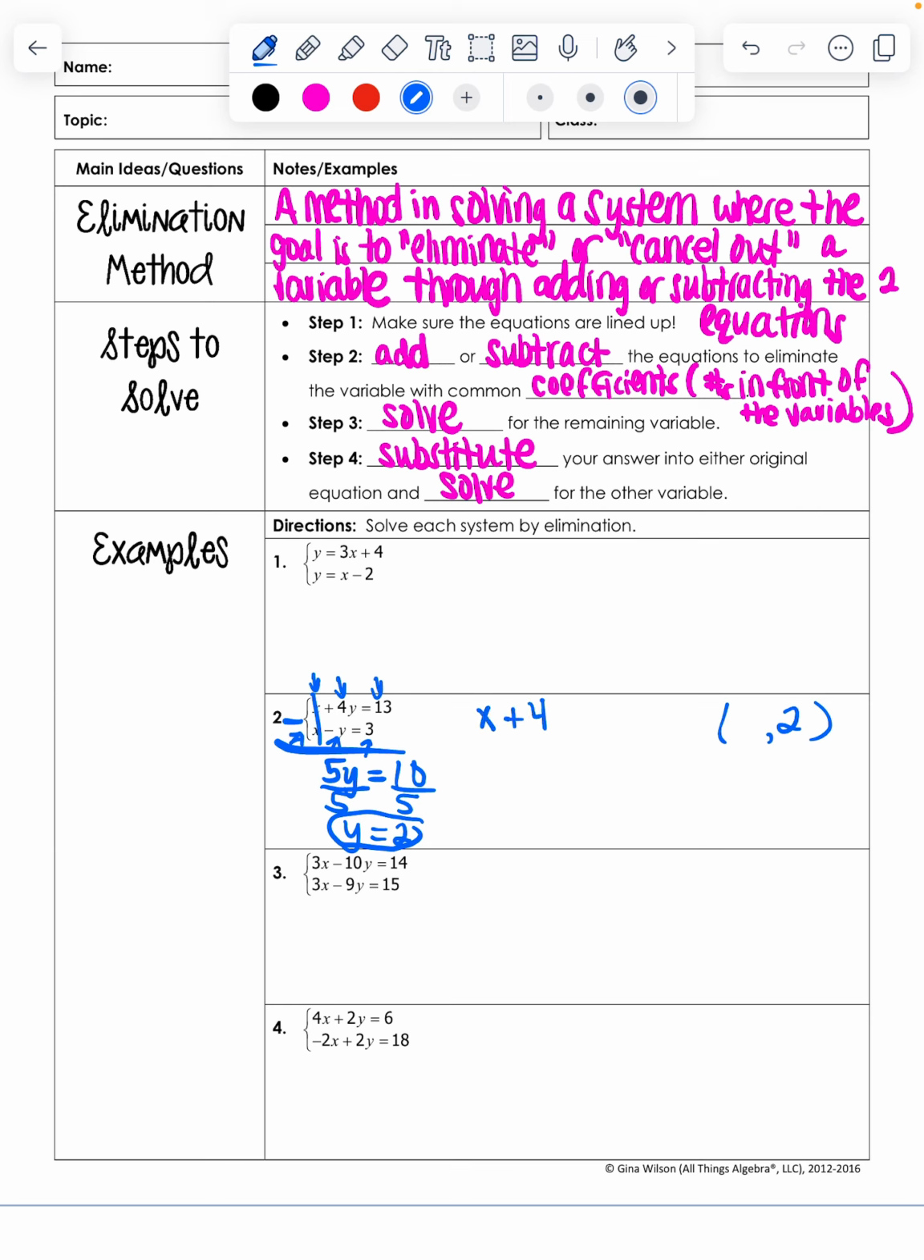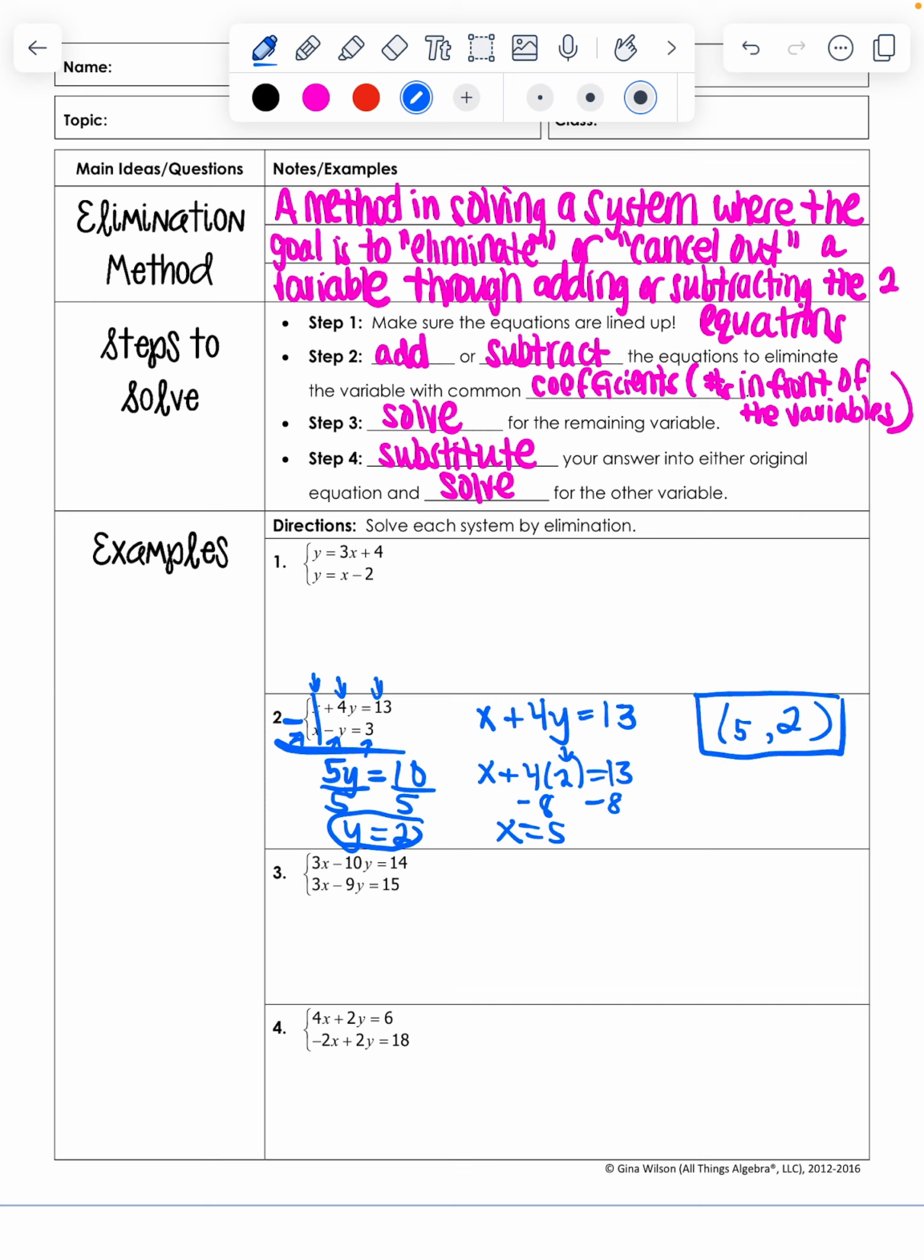X plus 4y equals 13 is the one I'm going to use. I'm going to replace a 2 in for y now that we know what y is, and then I'm going to solve it out. Basically, x plus 4 times 2, which is 8, is equal to 13. If I subtract 8 from both sides, I get x equals 5. So altogether, my answer is (5, 2).